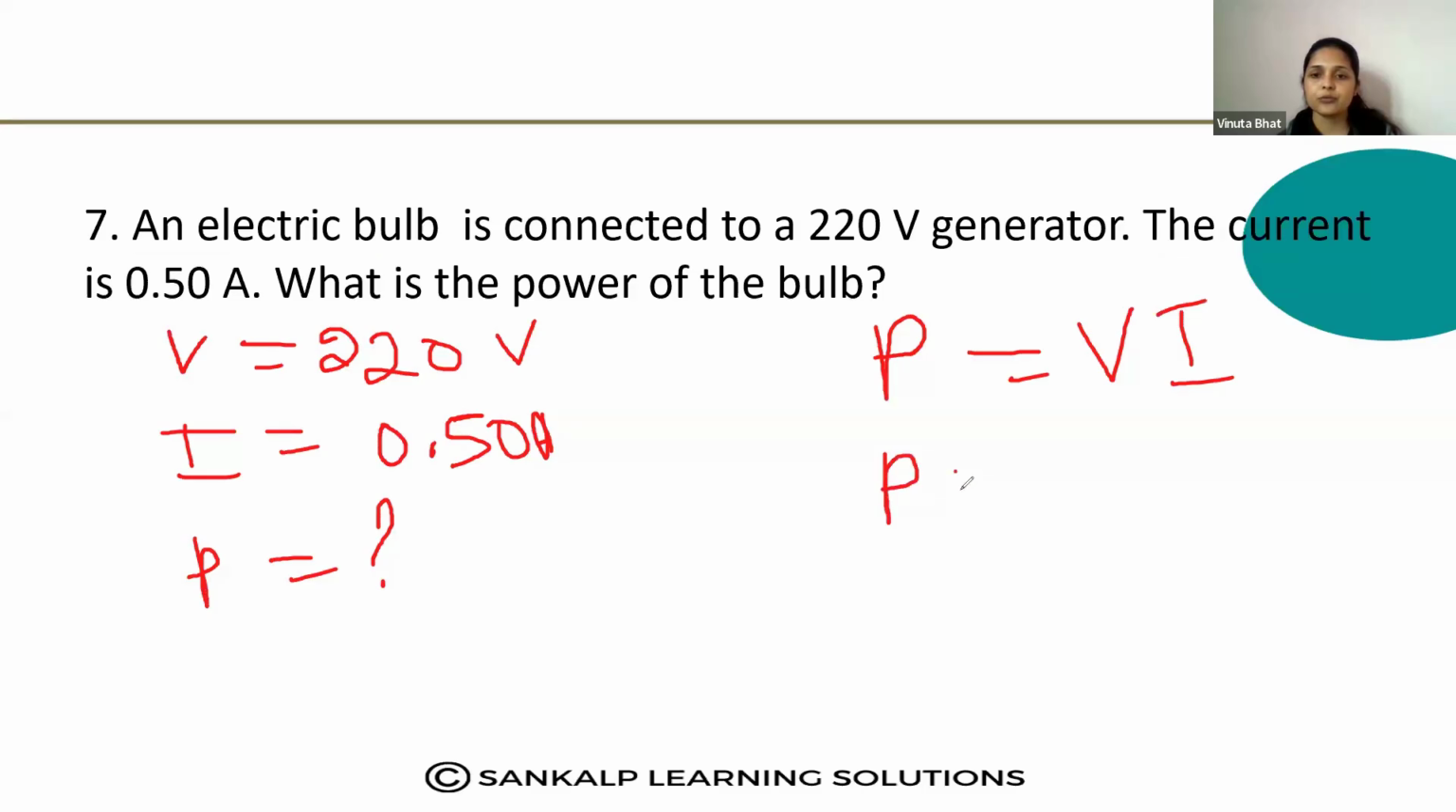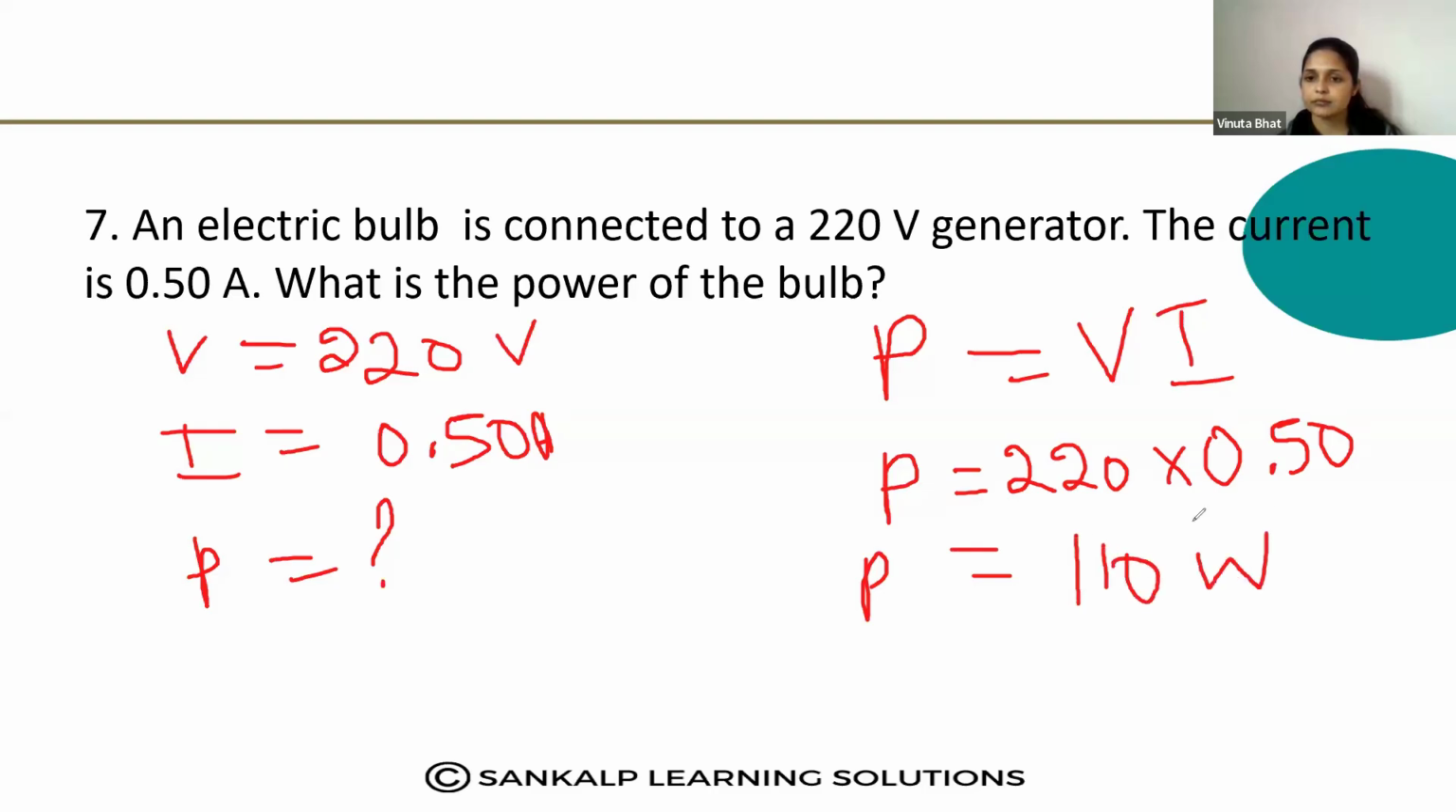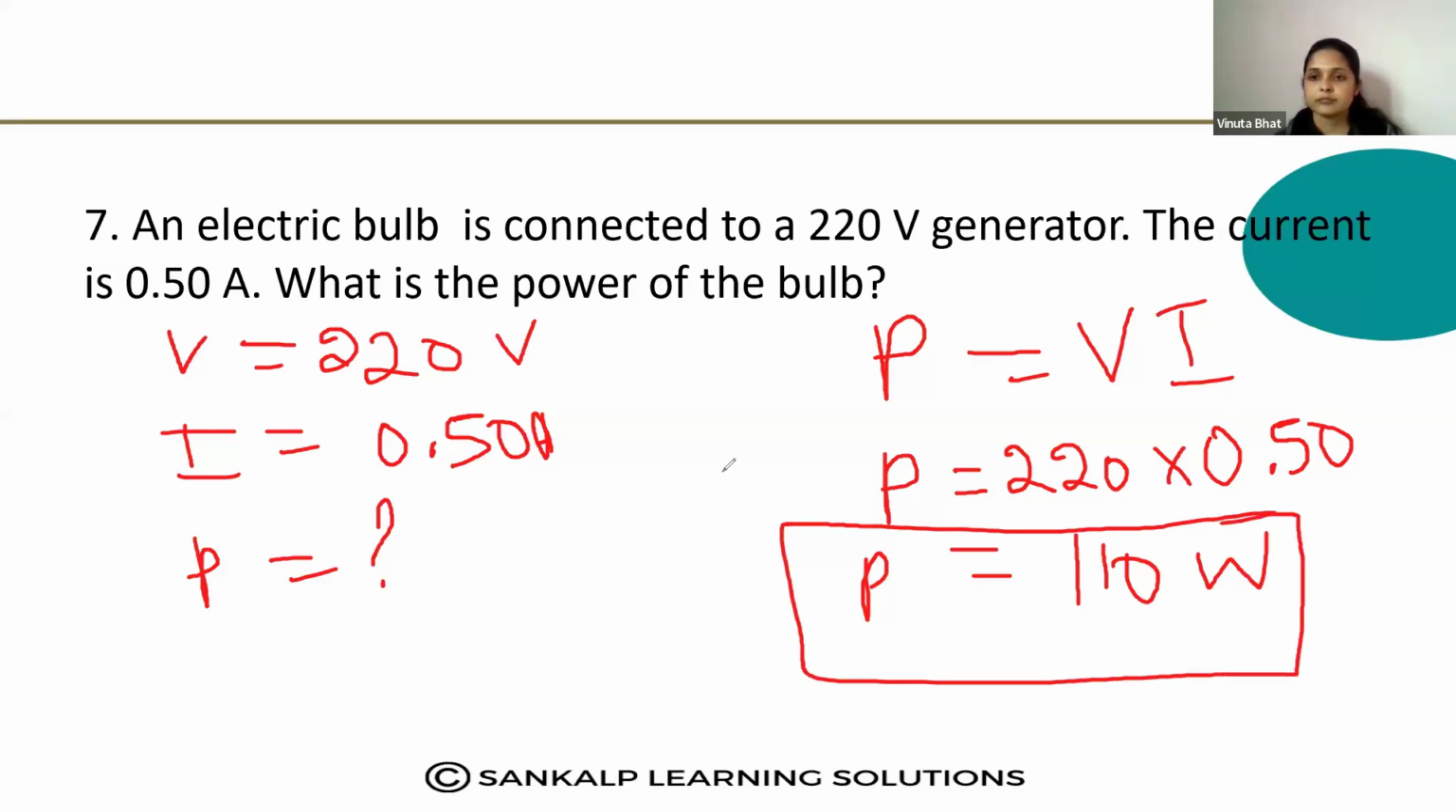P is equal to, what is the value of V? That is 220 into 0.50. What is the value of P? 220 into 0.50, that is 110 watt. Please note down this question.